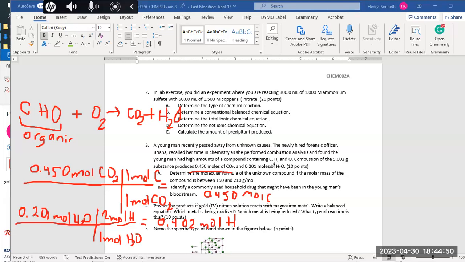But we do know something else. It says the combustion of 9.002 grams of substance produces, right? So that means 9.022 grams of this is going to end up making our oxygen as well as our carbon and our hydrogen, right? Because it's all together. So that's how much we have of our organic compound. So the law of conservation would say what?